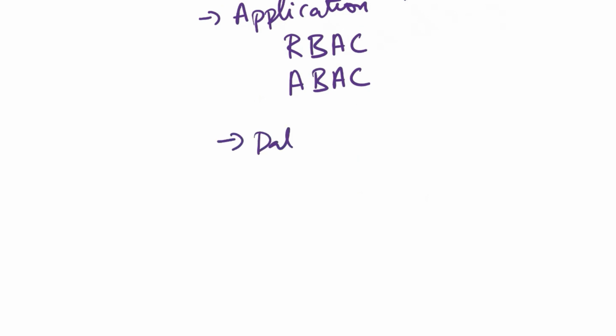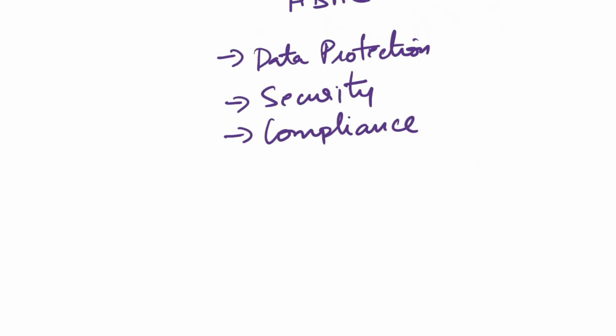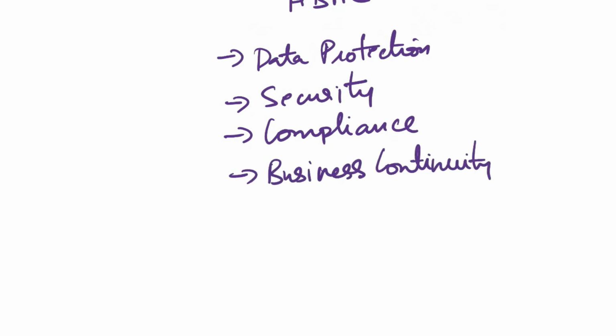First is data protection. It prevents unauthorized access to sensitive data, ensuring confidentiality and privacy. Next is security. It safeguards against insider threats and external attacks by limiting access to critical resources. Next, compliance. Access control is often a requirement for regulatory compliance, such as HIPAA or GDPR, which mandate protecting personal and sensitive data. Next is business continuity. Access control helps maintain business operations by ensuring that only authorized personnel can access systems and data.